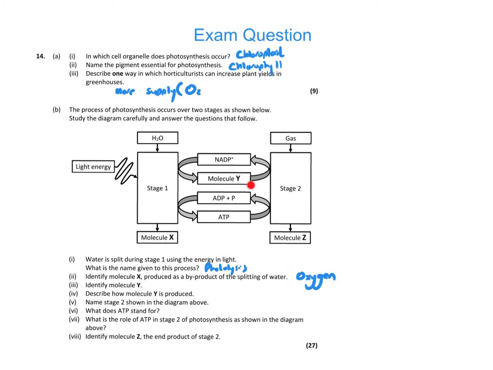Here's actually the molecule Y here now. So identify molecule Y. So that's going to be NADPH. Okay, so NADPH, how is that forming? Well, NADP plus, which we have here, is going to combine with one electron to neutralize it, another electron to make it negative, and then the positive H plus is going to come in and be attracted to that, so they're going to bond together. Describe how molecule Y is produced.